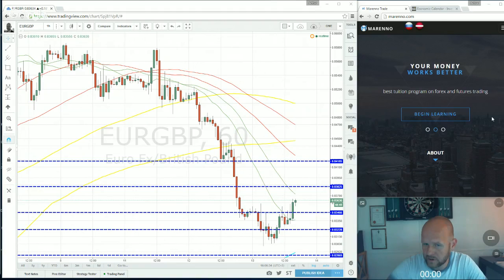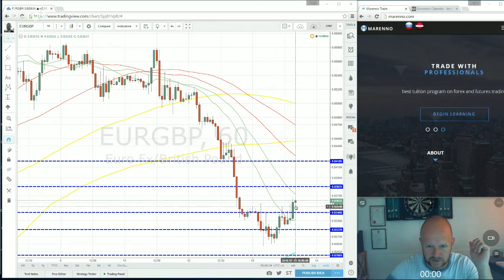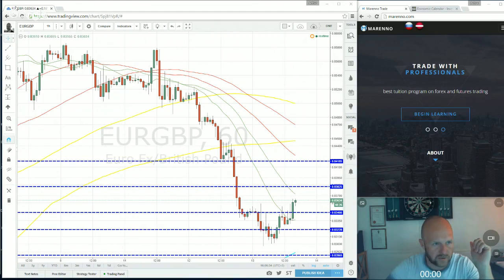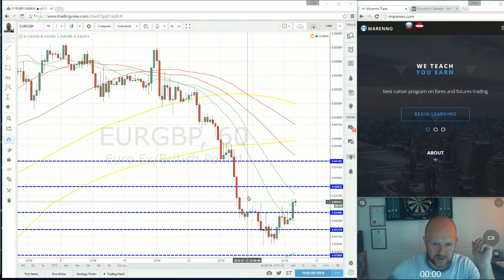Okay, so let's go further. It's euro pound. I was expecting it to bounce off this level earlier in the morning, which is 0.83228. Well, it did bounce off this level and it has broken through 0.83466 also. So basically it shows us a possible down move continuation for pound and up move continuation for euro in this currency pair.